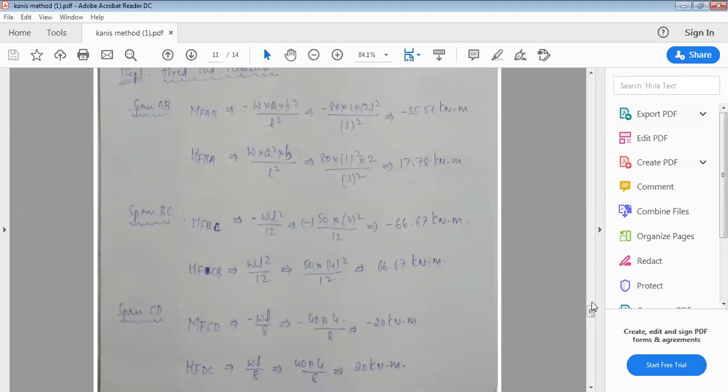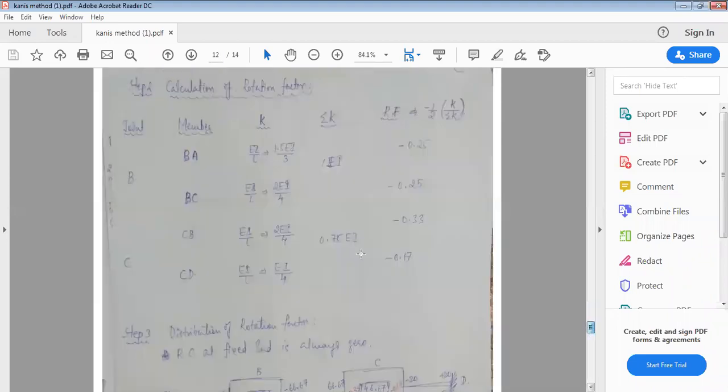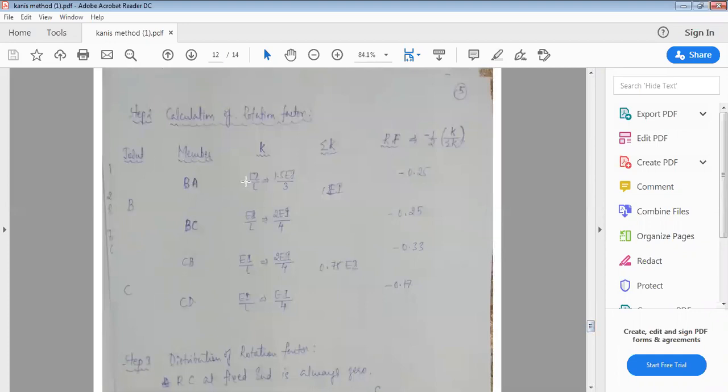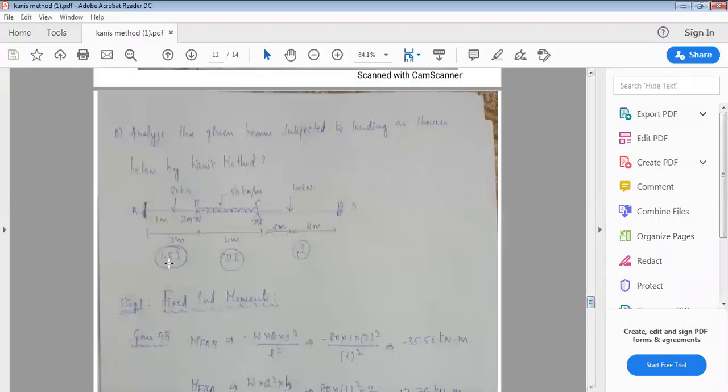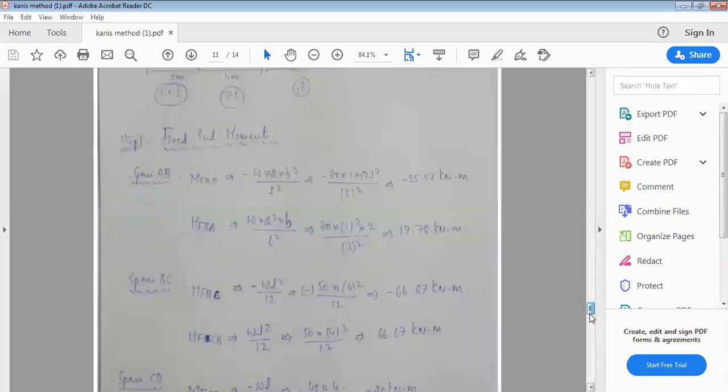So the next step is calculation of rotation factor. Since I am talking about continuous beams, you can directly remember this, no need of thinking anything. Just write EI by L. The only thing is you have to check the value of I. In the problem, if the I value is given as 1.5, you have to keep it as 1.5. So for the first span it is 1.5I, 2I for the second span, and for the third span it is I. We have substituted all these values here.